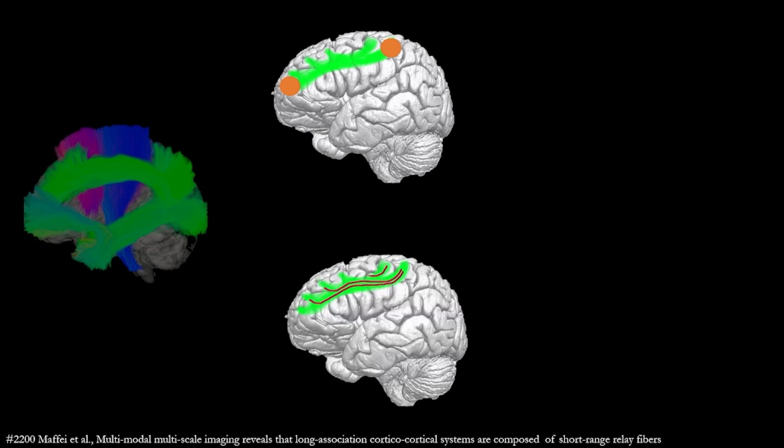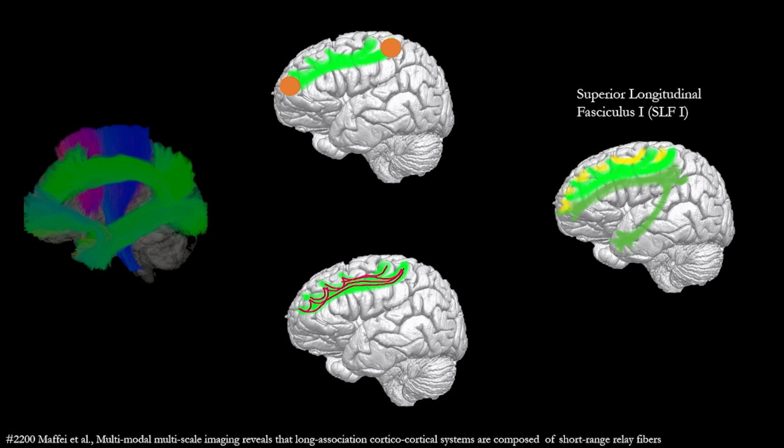However, this stands in contrast with what we know from tracer studies in non-human primates, where white matter pathways are instead conceived as conduits of fibers that connect multiple different regions. So we investigated whether having high resolution multimodal data can help us reduce this gap. We focused in particular on the most dorsal branch of the superior longitudinal fasciculus, the SLF-I, here in green.